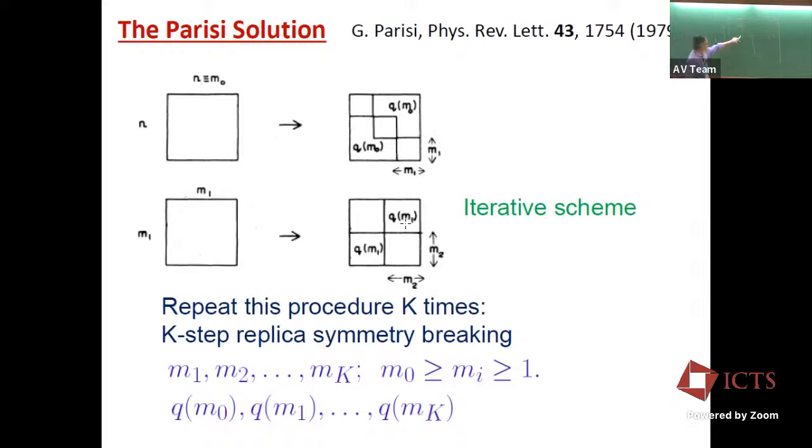Earlier, for each of these blocks, I had just Q of M1. So here I will have a Q of M2 in addition to Q of M1. And then one can continue this sort of ad infinitum. And then you end up with the sizes of the blocks and the Qs that you associate with the off-diagonal elements in these individual blocks. Okay, is that construction clear?